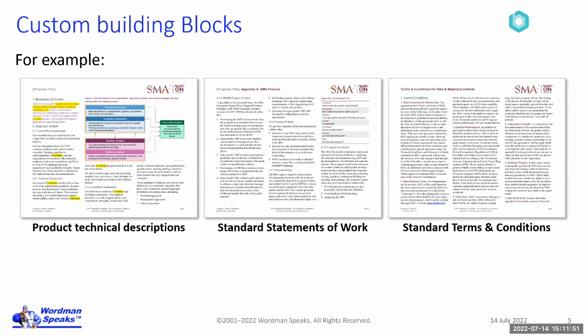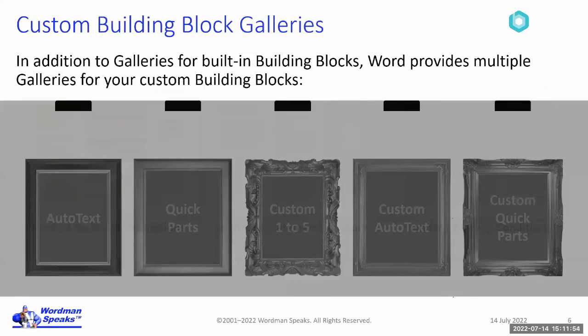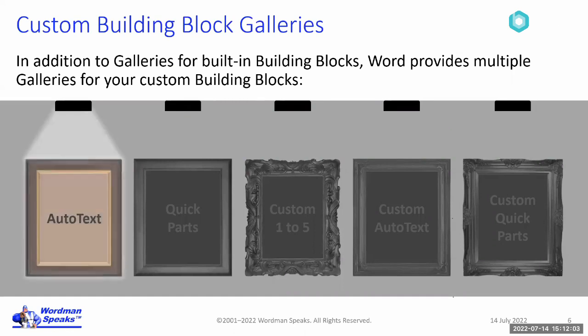Okay. Custom building blocks, we can organize them in galleries. Galleries allow us to segregate our building blocks into different sections that can make it easier for us to manage. Of course, we have auto text. We've talked about that. Auto text goes way back to some of the earliest versions of Word. There was the ability to basically save some keystrokes. And in fact, in very early versions of Word, it used to be called the spike.